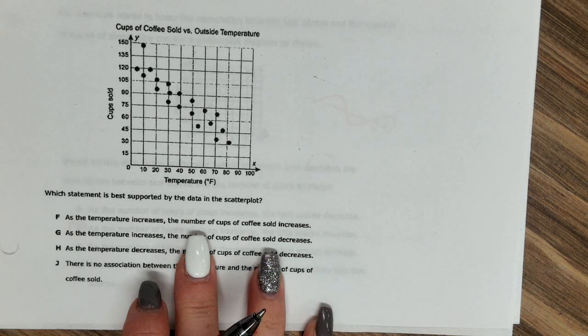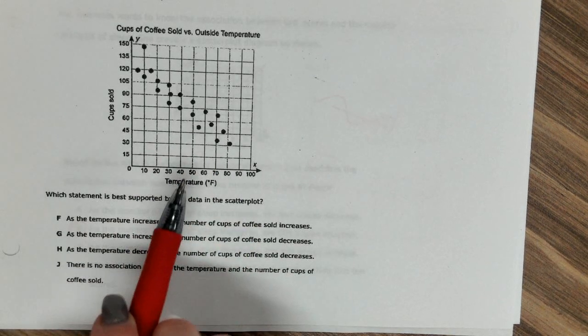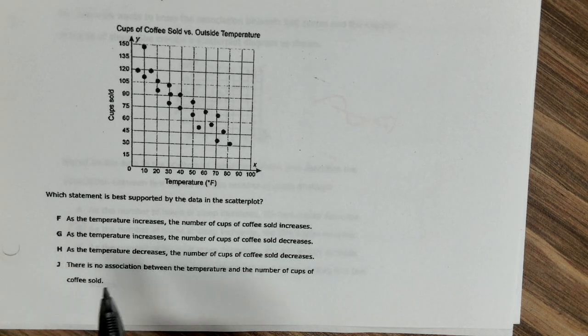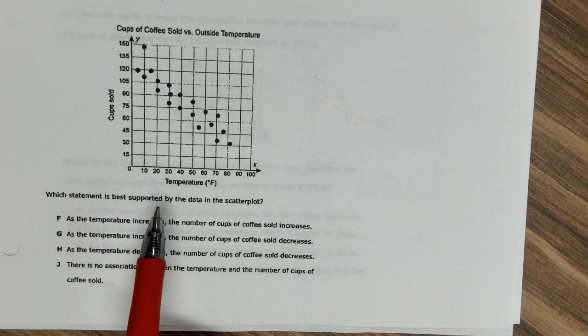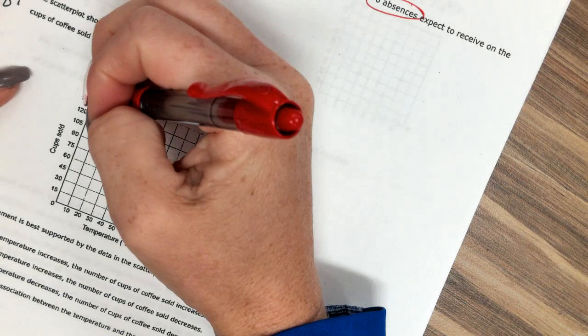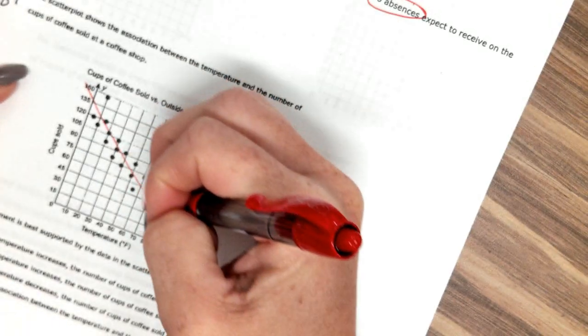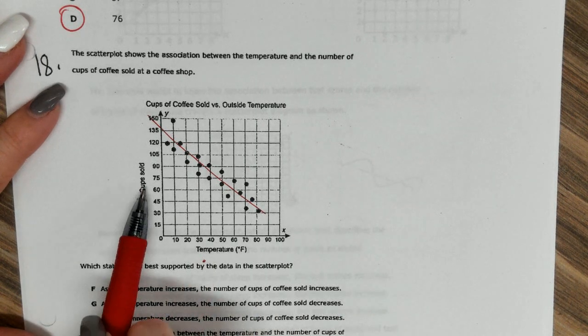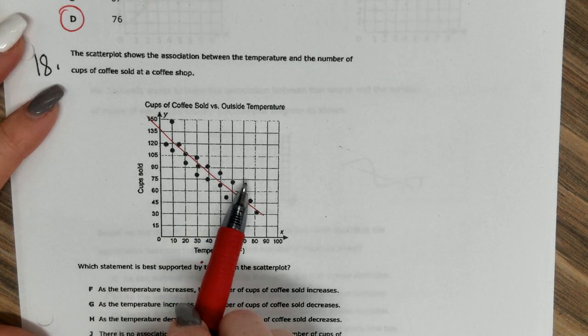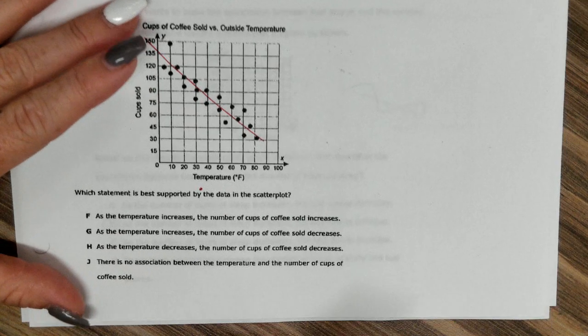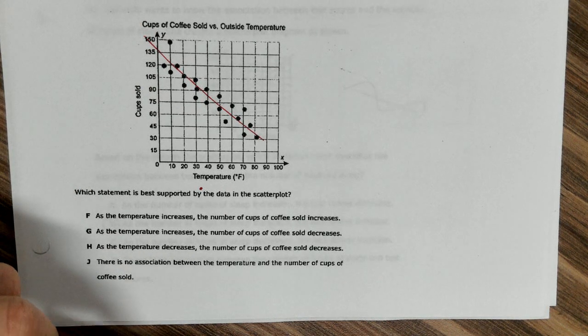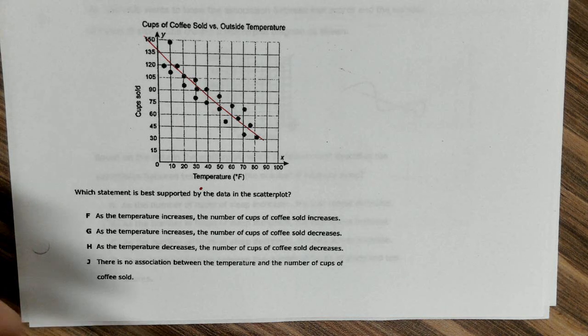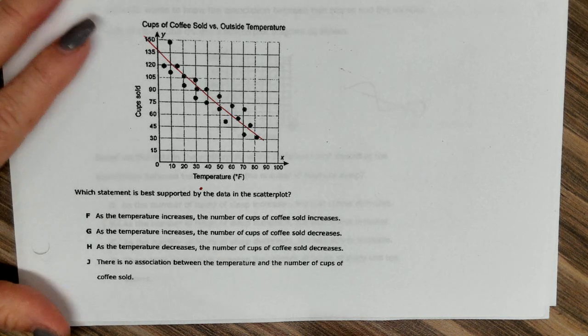Okay, on this one, did I need to make a prediction? Yes or no? So do I even need a trend line? No, it says which statement is best supported. So everybody look, if I drew a trend line, is it going to go up or down? So as the temperature goes up, what's happening to cups sold? They're going down. Which one says as the temperature goes up, the number of cups of coffee goes down? Which one says that? G.